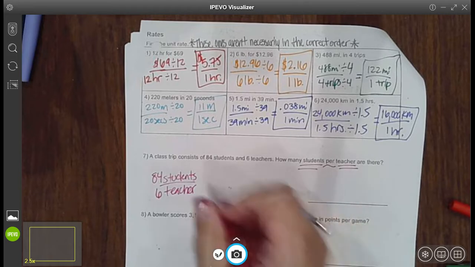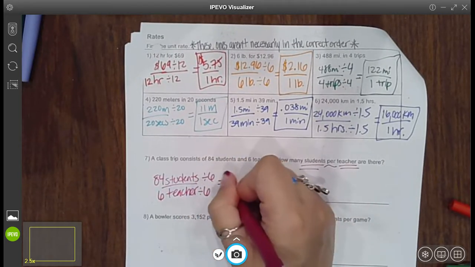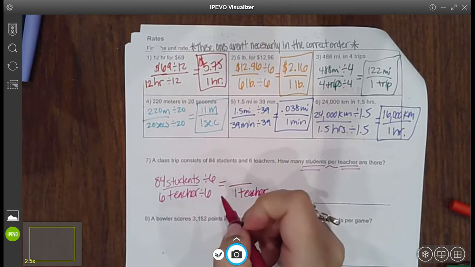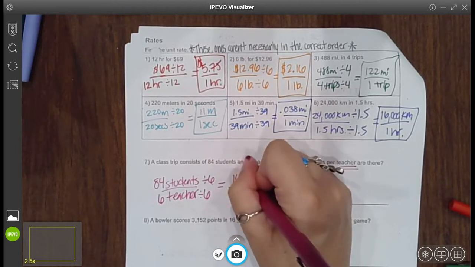So per 1 teacher. Let's get the denominator to become 1. 6 divided by 6 is 1. Good. We got for 1 teacher. Do it on top. 84 divided by 6 is 14. So there's, oops, and I can spell.